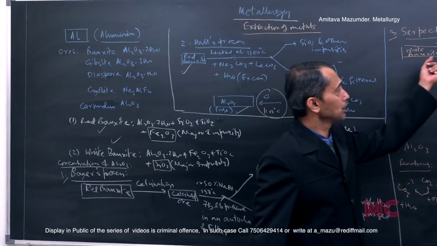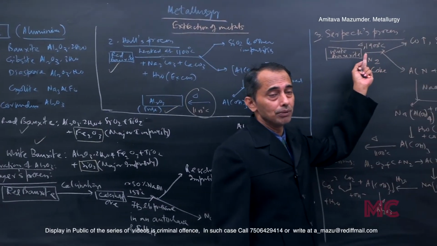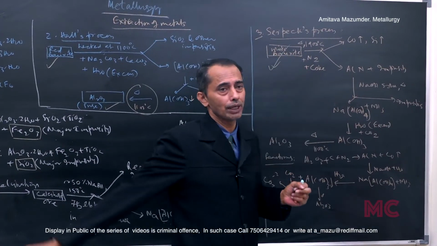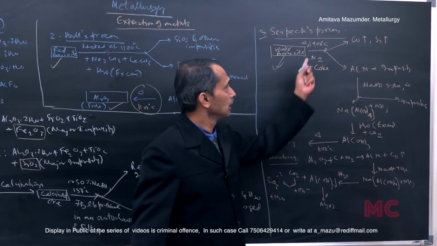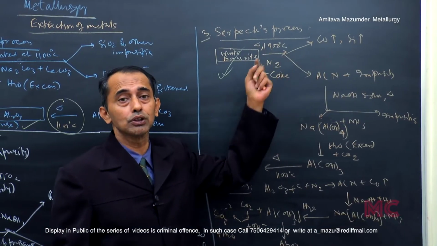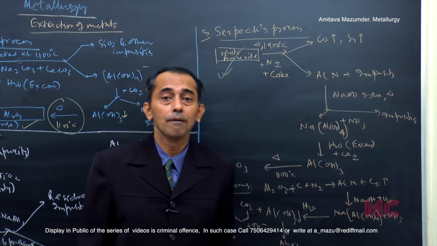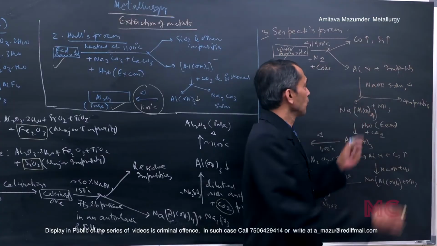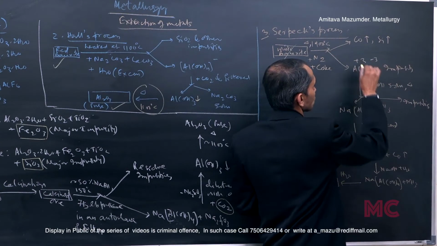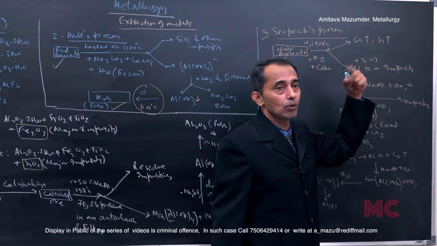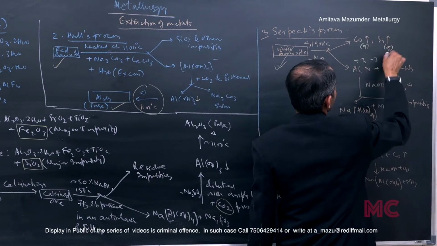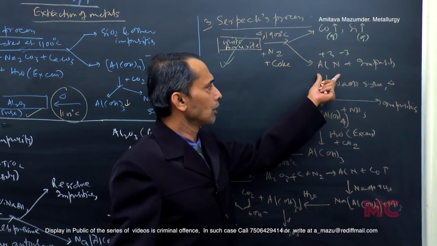Next we are going to Serpeck's process. It is another process where we use white bauxite, very important, white bauxite. We heat it at 1900 degrees centigrade in the presence of coke powder and nitrogen gas, so that we get aluminum nitride, AlN, where aluminum is plus 3 and nitrogen is minus 3, and CO and Si vapor go out. These are all gases that go out, leaving aluminum nitride and impurity.